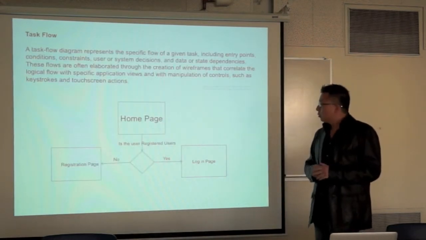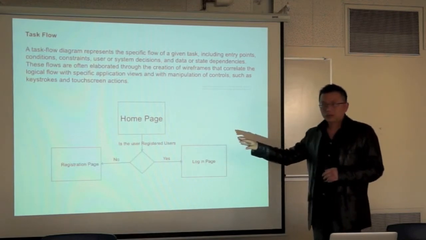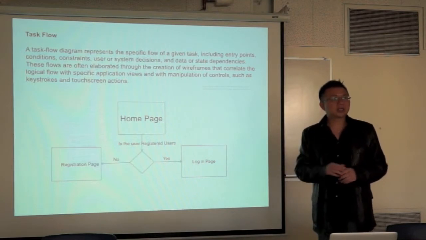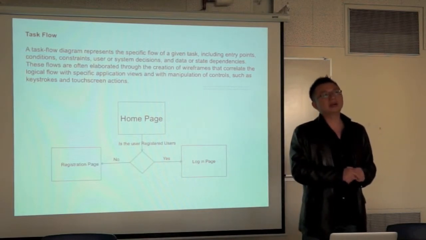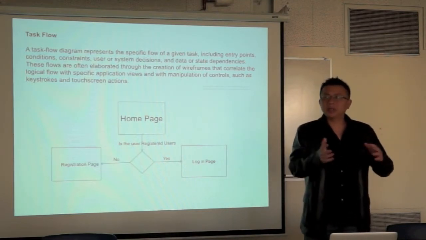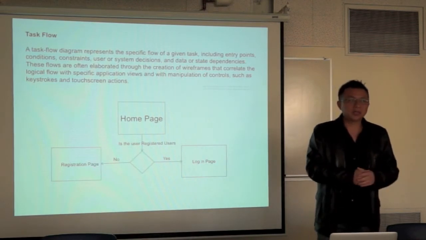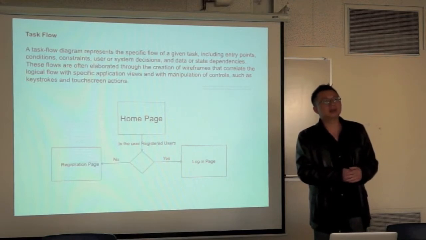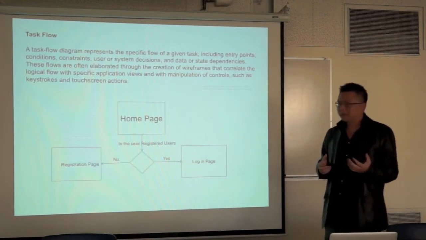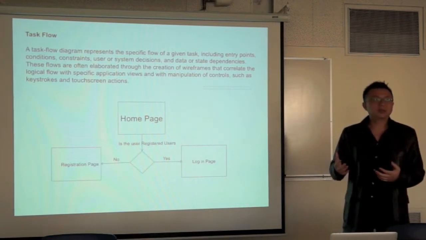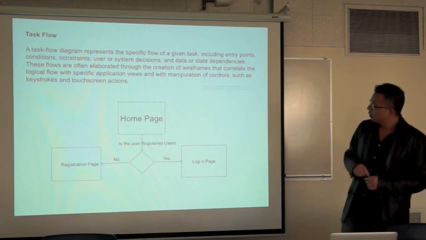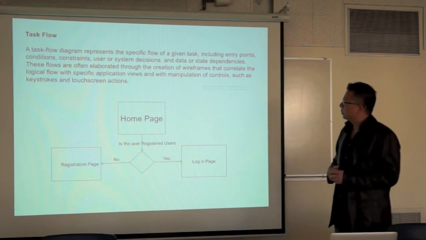Then based on all the pages you got, you will design a task flow. You will analyze the task flow. You want to know how people will go from this page to that page. When they click yes, they go to which page, and when they click no, they go to which page. Click mail, go to which page; click check out, go to which page. So that's how people normally do that.